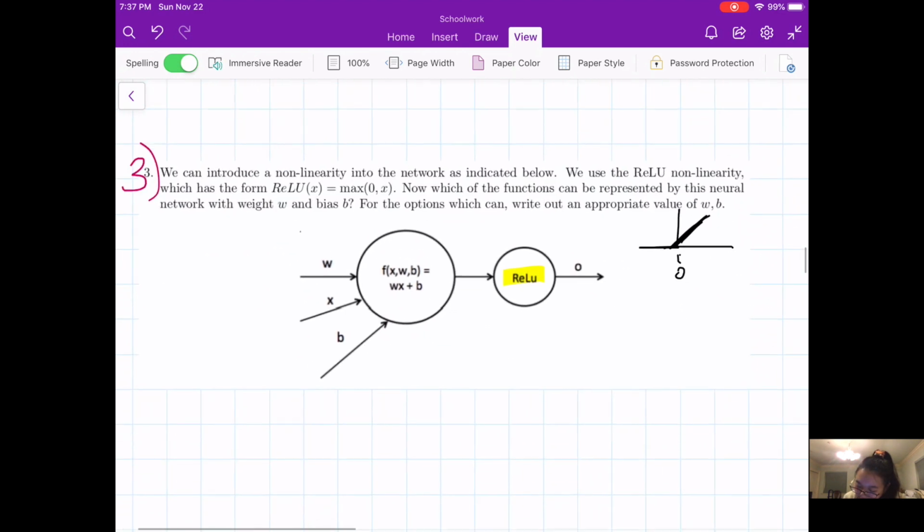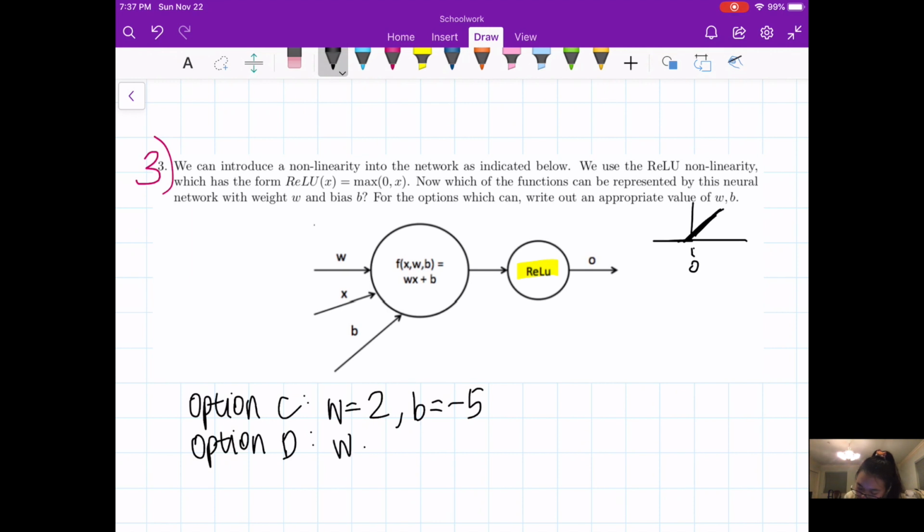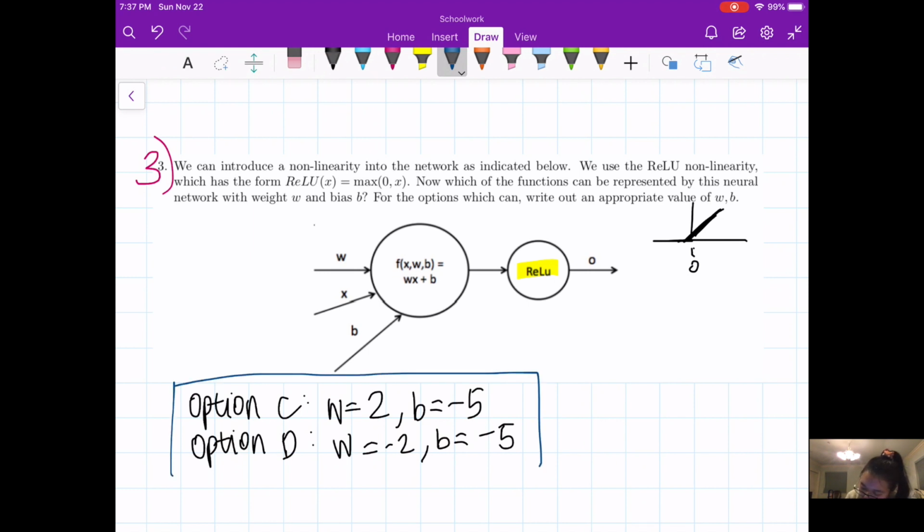So that means for part 3, the ones that work are option C, where we would want W to be equal to 2, and B to be equal to -5, and then option D, where we'd want the weight to be the negative, so -2, and we are still shifting by -5. The weight is negative because we want to do the flip so that when you apply ReLU, you get the opposite. Cool. So these are the two options that are possible with this computation graph.